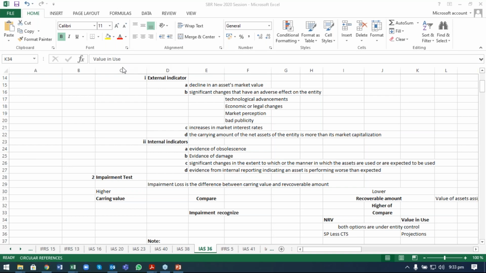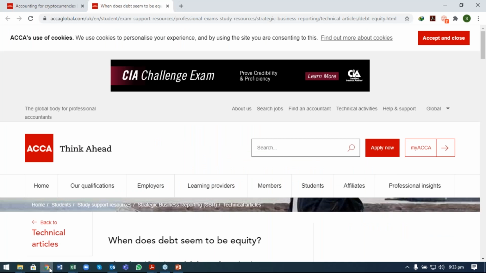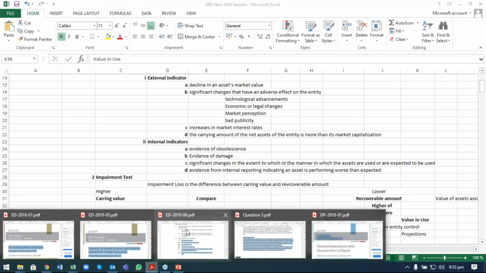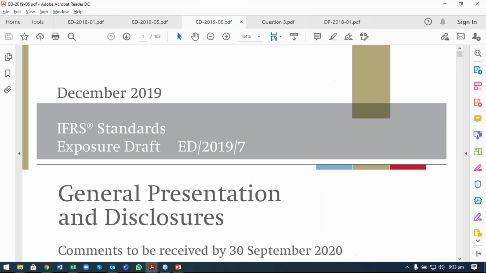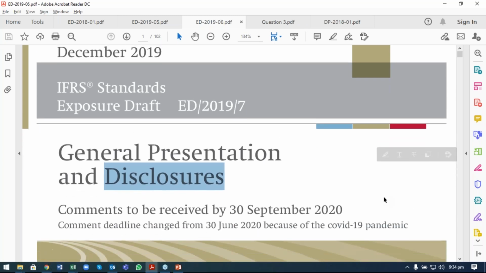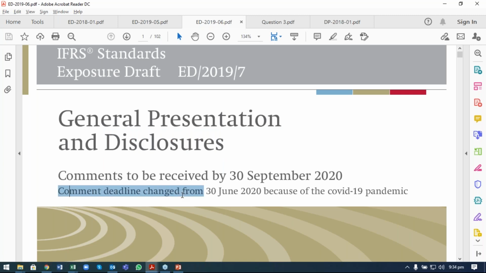I think the document named ED 2019-6 that was uploaded is actually exposure draft 2019-7. No, I don't think so. Give me a second. Might be. It could be a mistake. Let me check. Exposure draft 2019/6. You're asking about this one document? Oh yes, it's exposure draft... No, I think due to this change, COVID-19, no, this is exposure draft 2019/6.